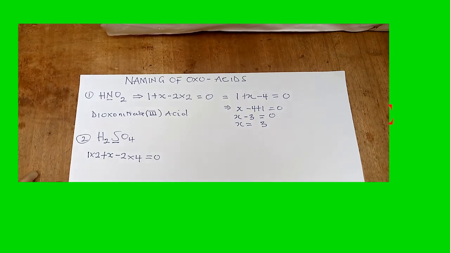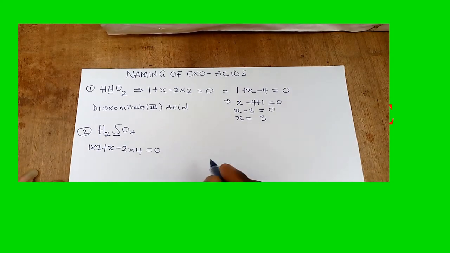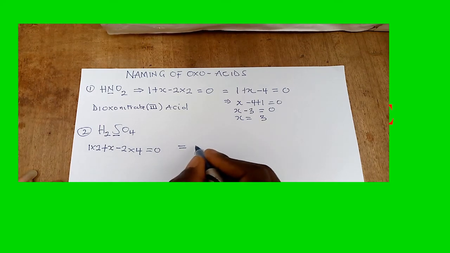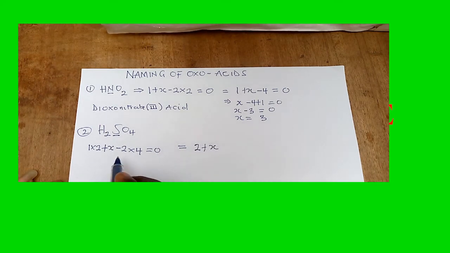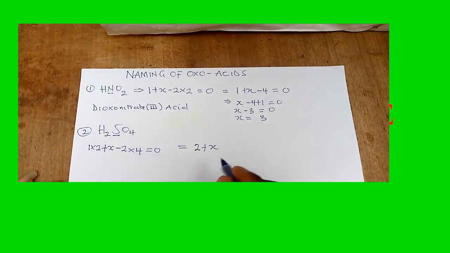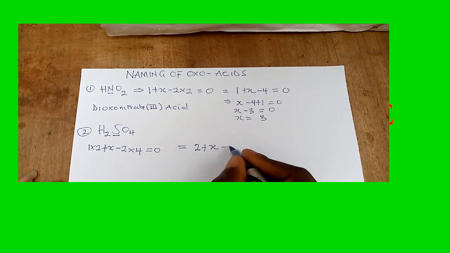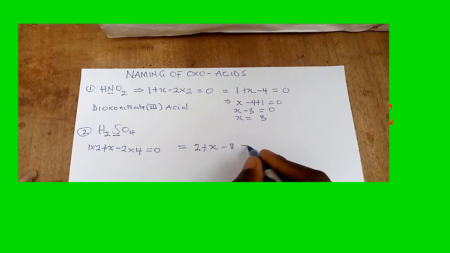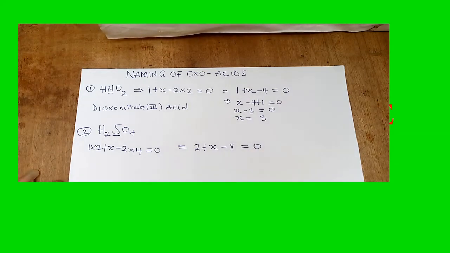Okay, so here all we need to do is simplify our expression. Let's continue from this half, and it's going to be like this. 1 times 2 is 2, so write a 2 here, plus x here, and then -2 times 4 will give us -8. So we have -8 here, and it is equal to 0.